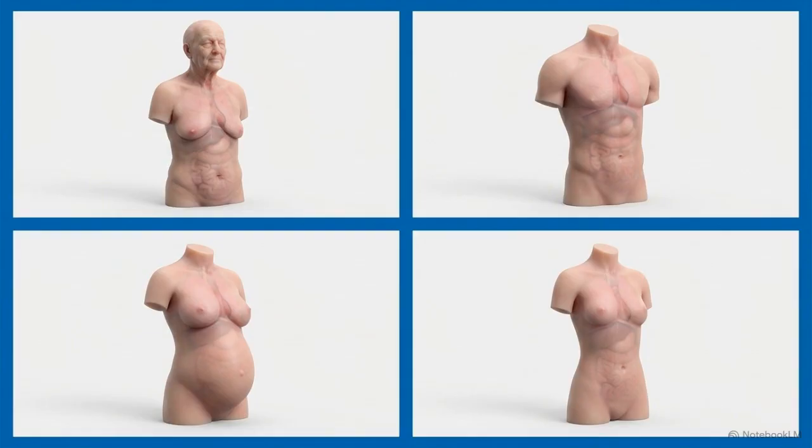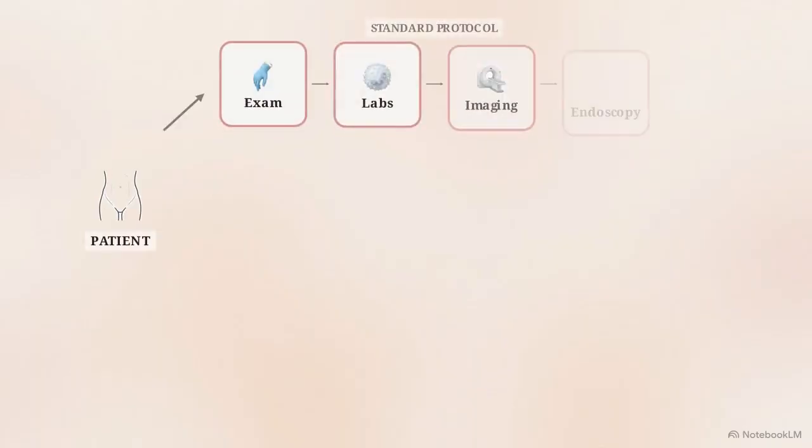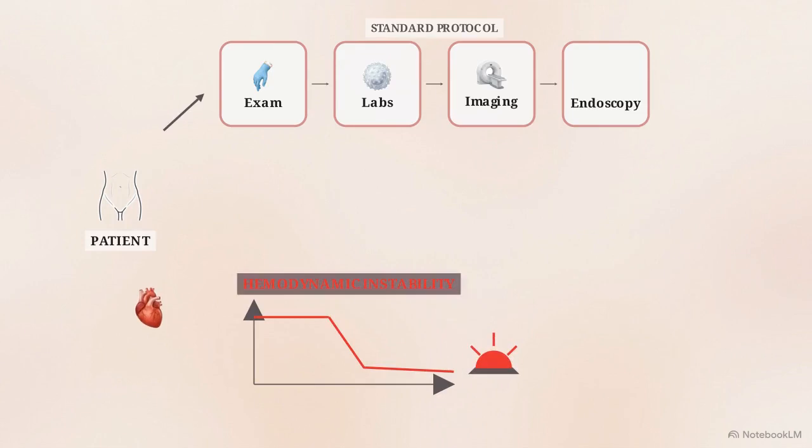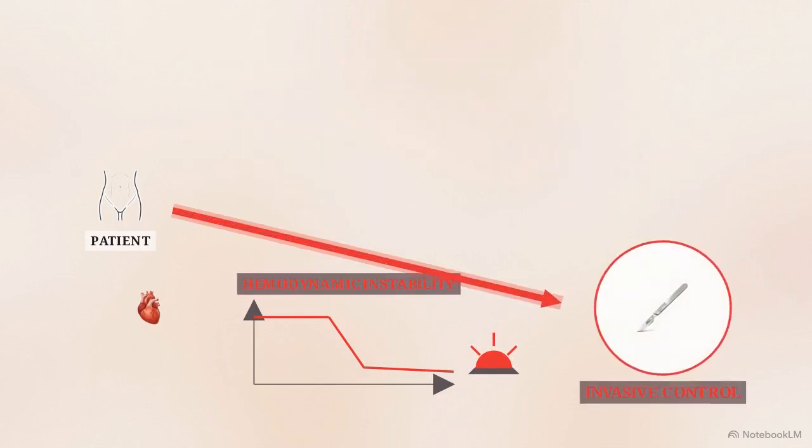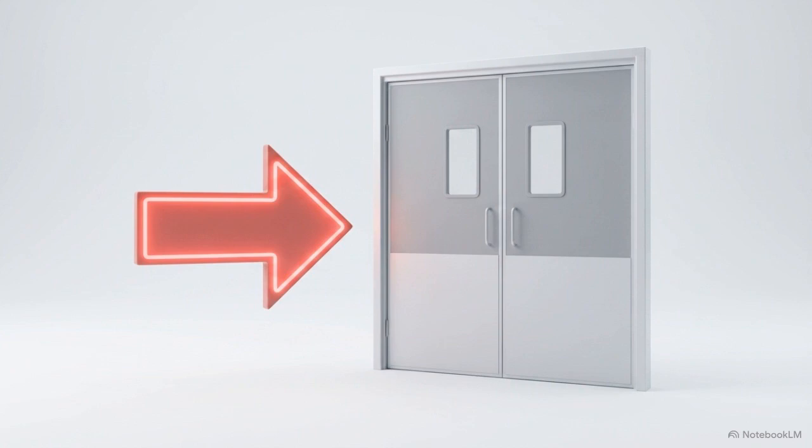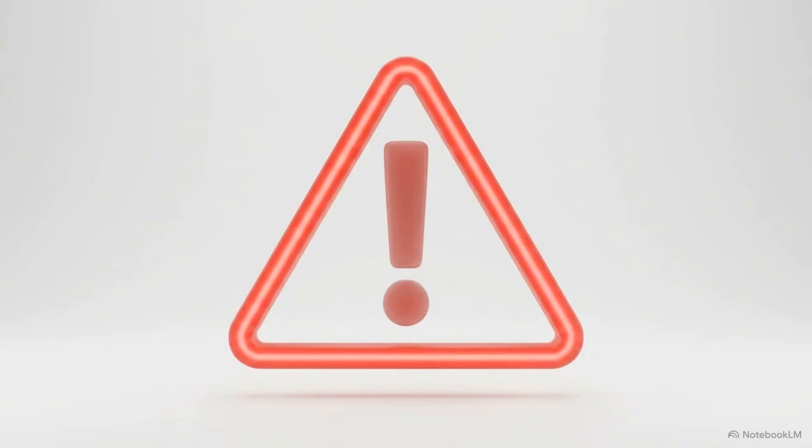Across every GI system and patient demographic, the rule remains consistent. Hemodynamic instability or the appearance of new ischemic markers immediately overrides standard diagnostic sequencing. It forces you straight to invasive control. These 5 triggers demand immediate action.